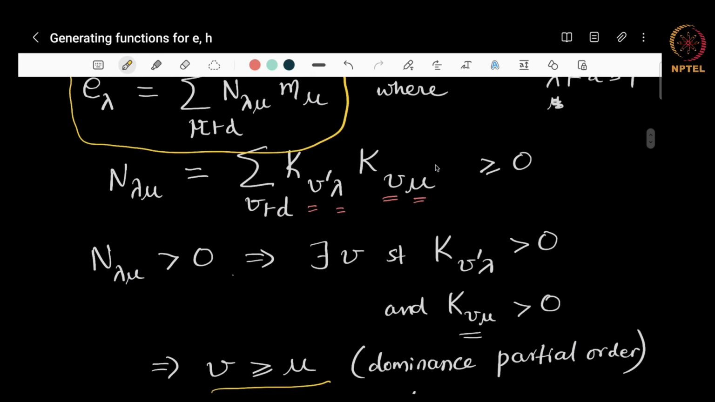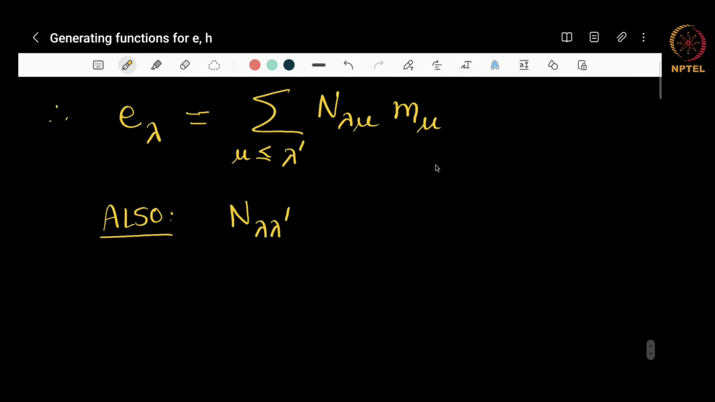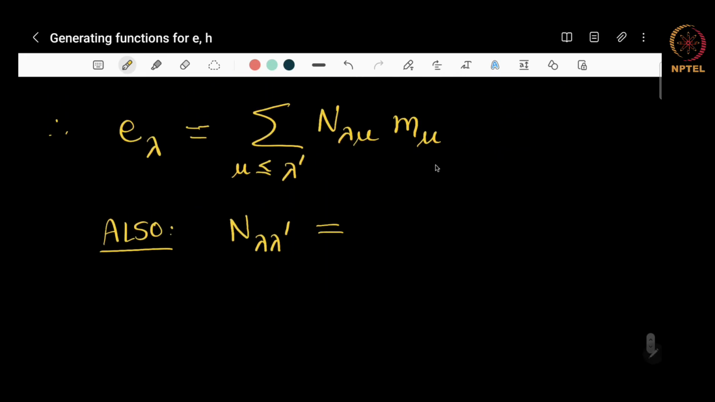So let's go up again. So here's the definition of n lambda mu. The summation here only has a single contributing value of nu, which is nu equals mu, which is the same as lambda prime. So now let's write that out and see what you get. N lambda lambda prime is, there's only one single term, K nu prime. So mu was lambda prime in this case. So this is K lambda.